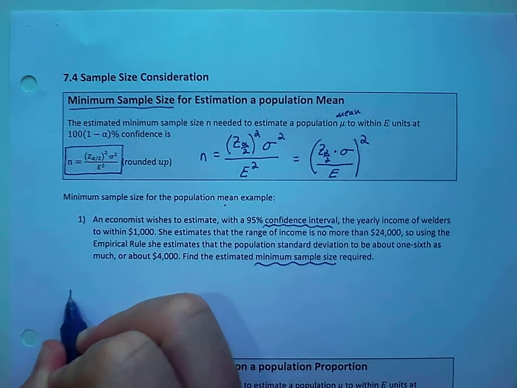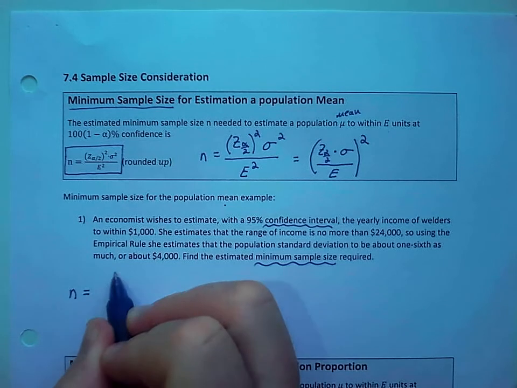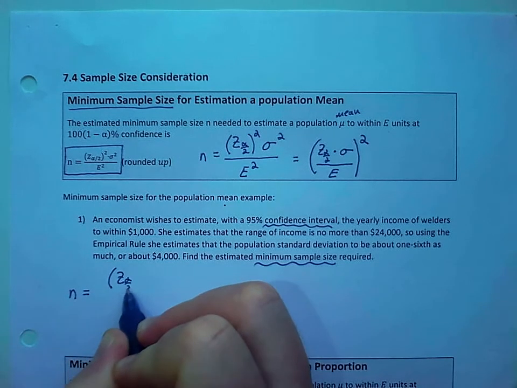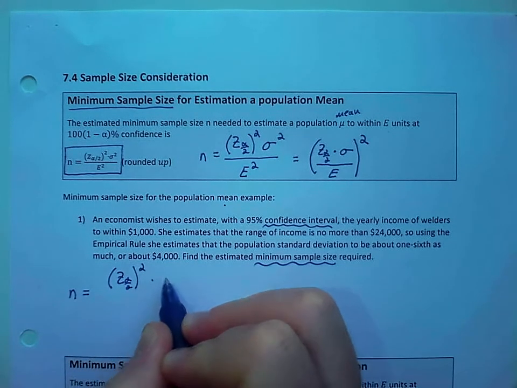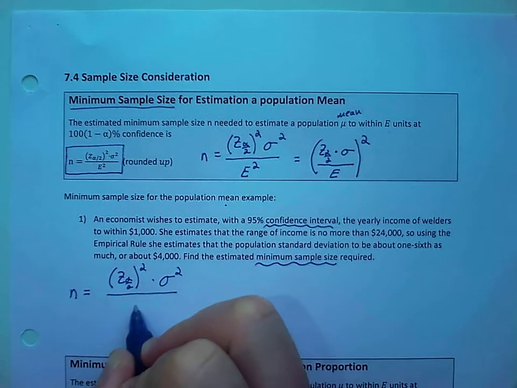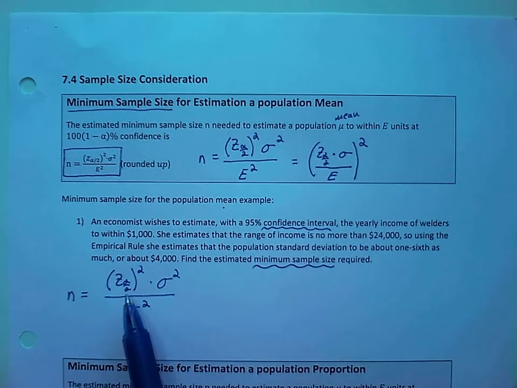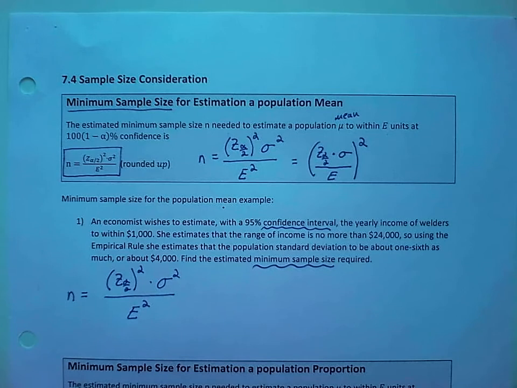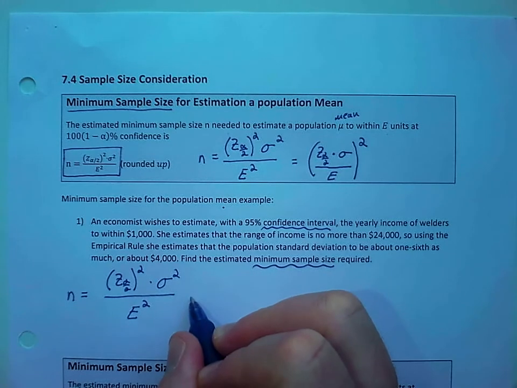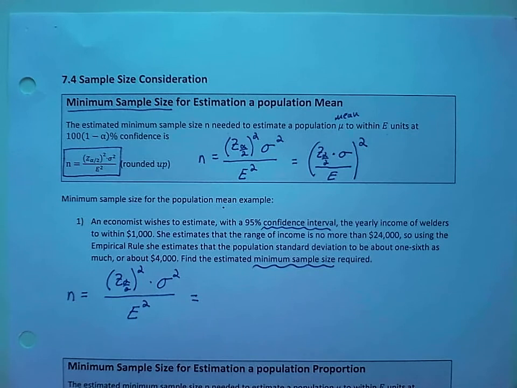So here, we're going to start off with the formula n is equal to z sub alpha divided by 2 quantity squared times sigma squared divided by e squared. So if we can figure out what these values are and plug them into this formula, then it's just arithmetic, so we can then figure out what little n is. So let's see if we can do this here. Let's start off with the z sub alpha divided by 2 value.